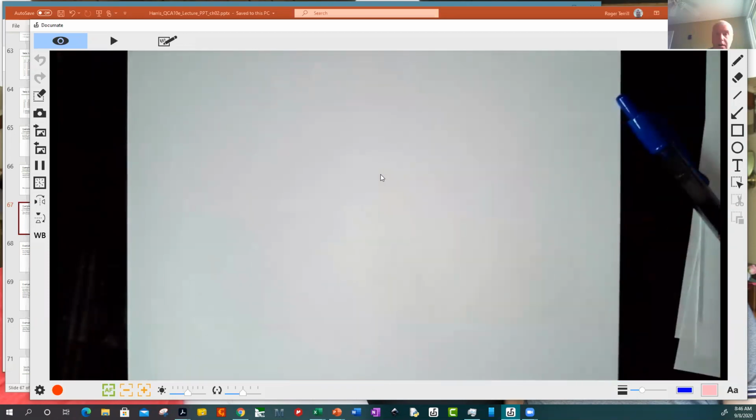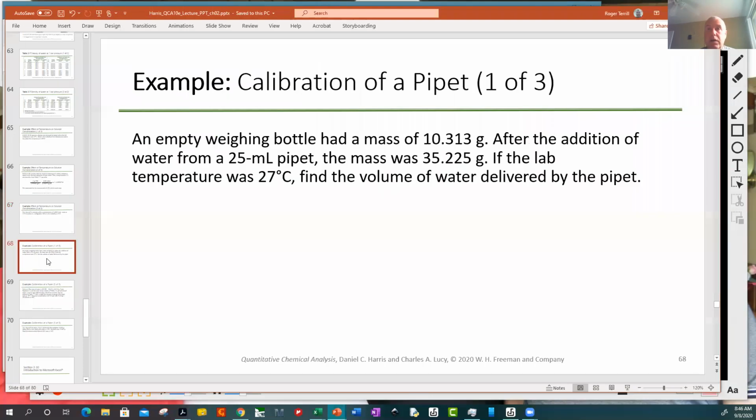All right. So let's move forward here. Finish out chapter 2. Okay. So, calibration of a pipette. Now, to do this one here, what we have is a case where you're calibrating a 25 mL pipette, and you're going from 10 grams to 35 grams.